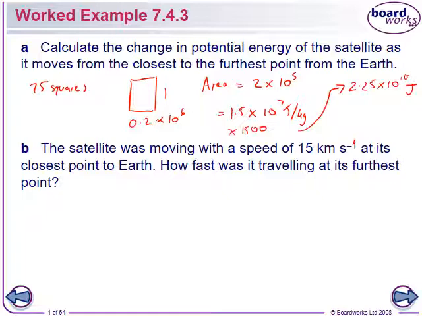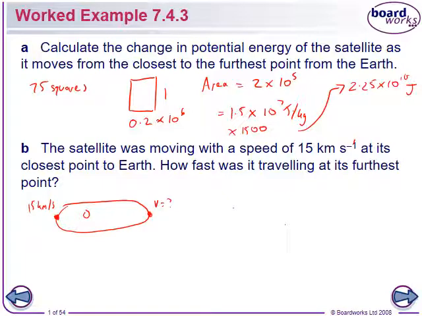Okay. So the satellite was moving with a speed of 15 kilometers per second at its closest point to the Earth. How fast was it traveling at its furthest point? This is a nice little question. So, there's our Earth, there's our satellite's path. Our satellite is here, and at its closest point, it's 15 kilometers per second. We want our speed over here.